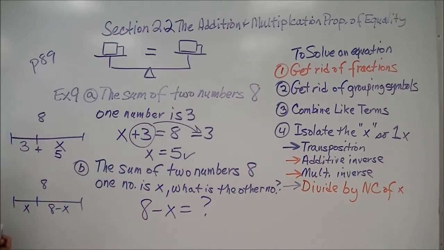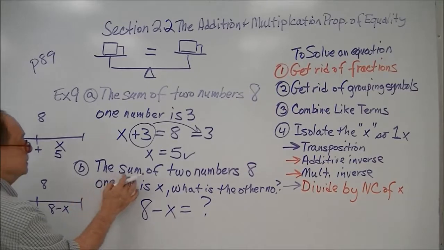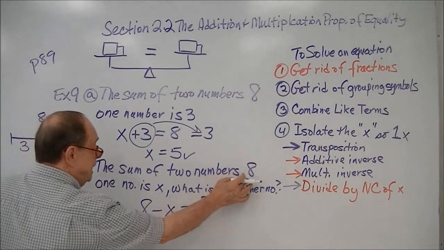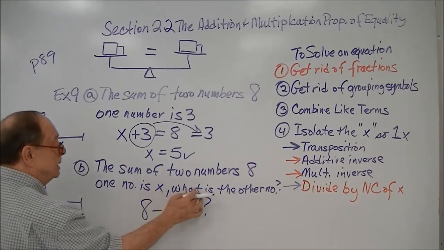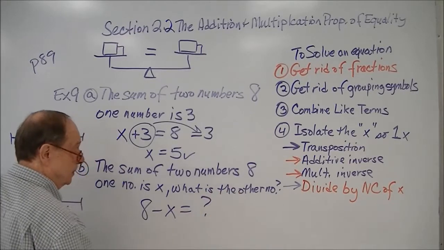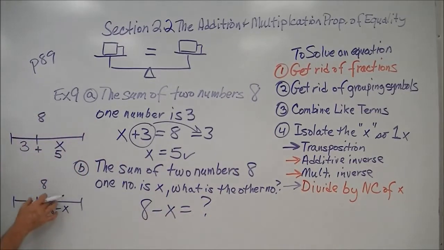Now another one they want you to keep in mind is the sum of two numbers is 8. If one number is x, what is the other number in terms of x? So here if we look at our picture, it helps us a little bit. The total is 8. One number is x. So what would the other number be? Well, it's going to be the whole of 8 minus the x. So that is our answer for that part.